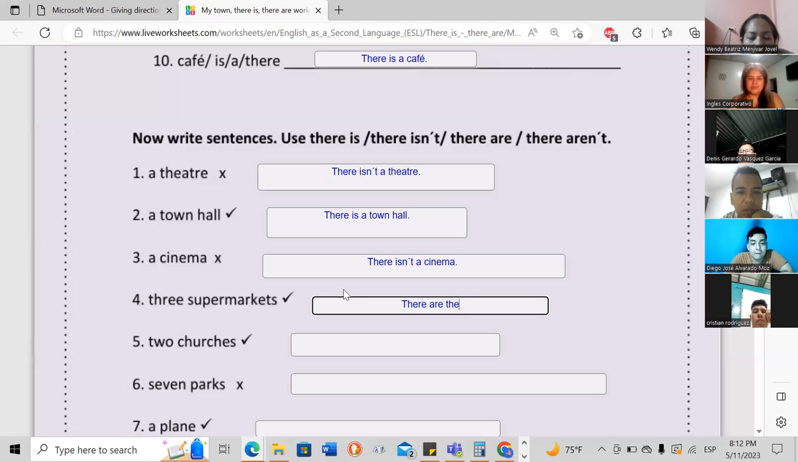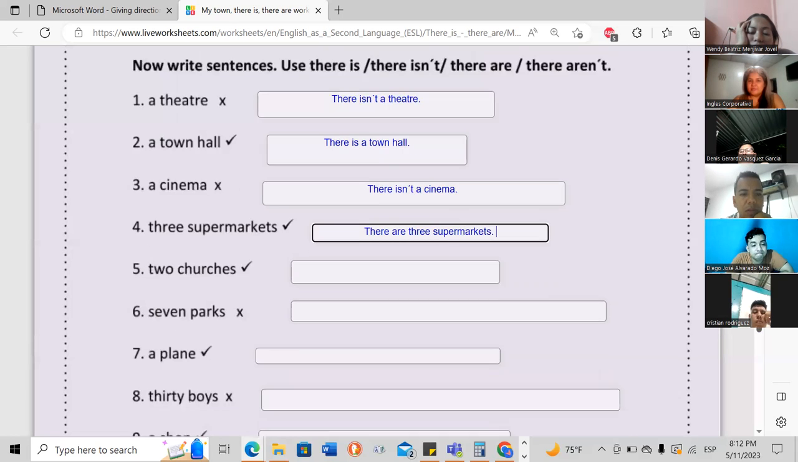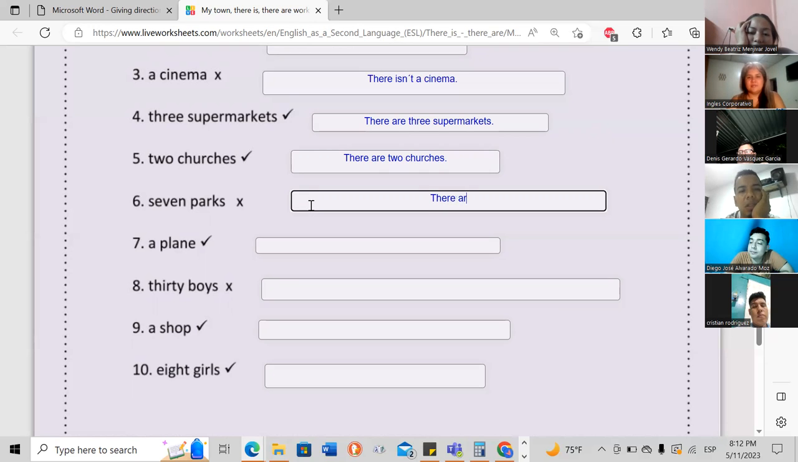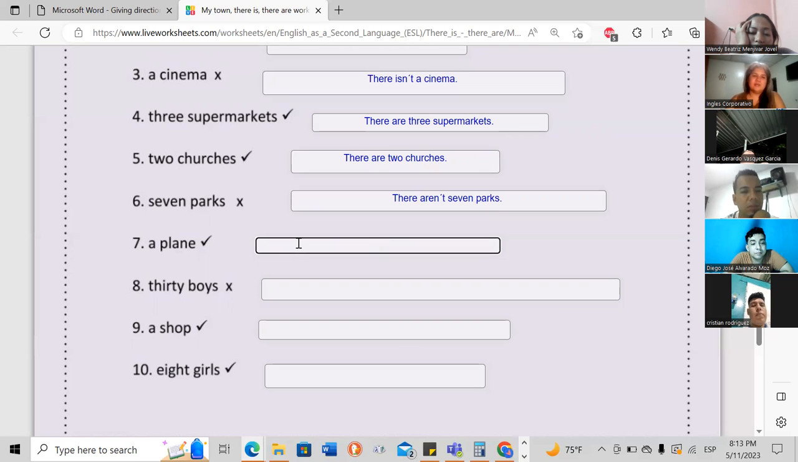There aren't three supermarkets. Esa sería positiva porque tiene el chequecito. There are three supermarkets. Very good. Number five. There are two churches. Number six. There are seven parks. There is a plane.